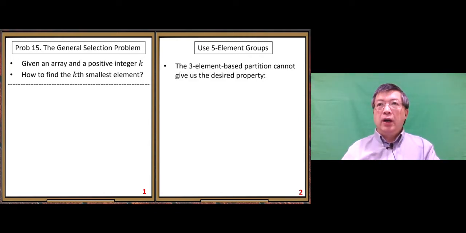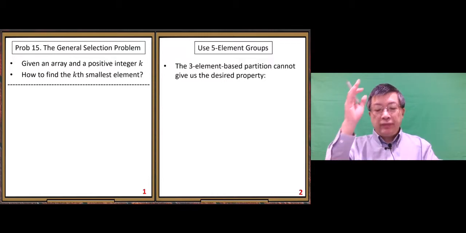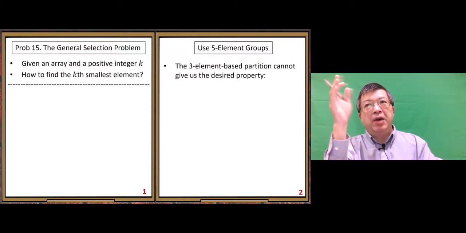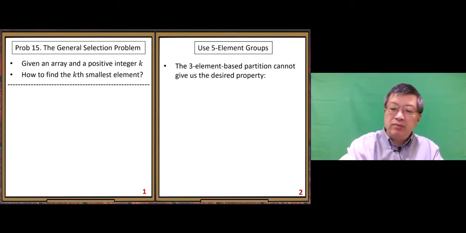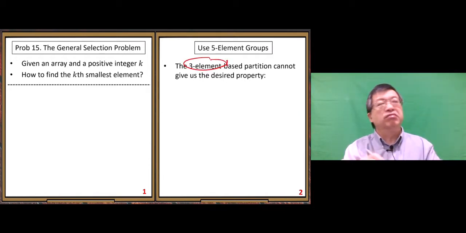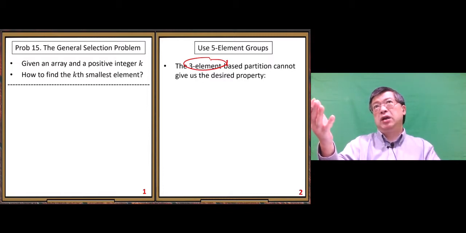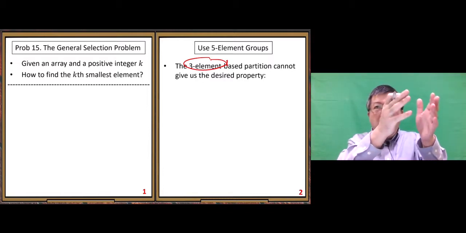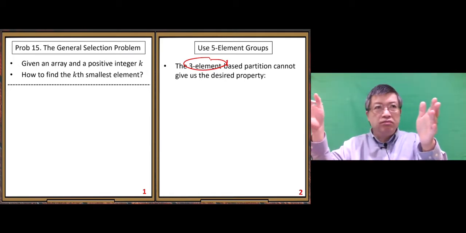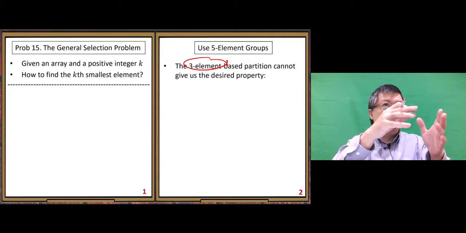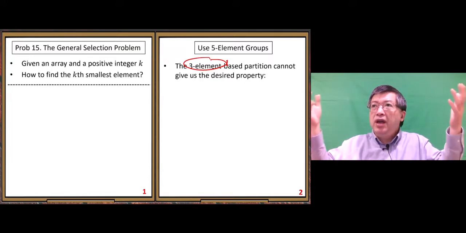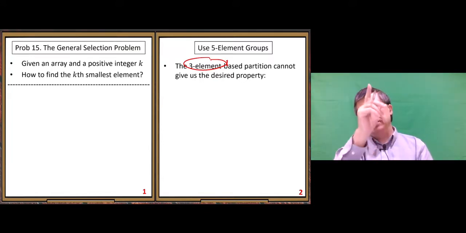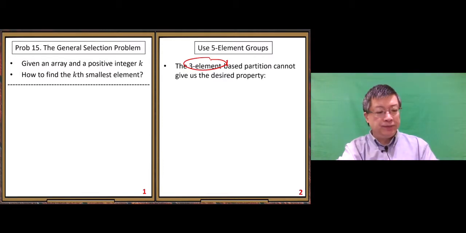All right. So first, the 3-element based partition. That's what we did in our previous effort. The reason why we chose 3-element based partition is because it's easy, right? To organize all the elements in 3-element groups, then find the median of each group. That's so easy. So we chose a relatively easy way. That's the main reason behind it.